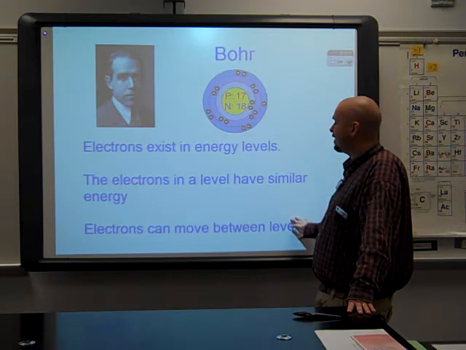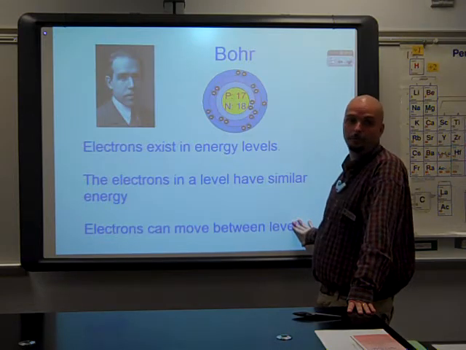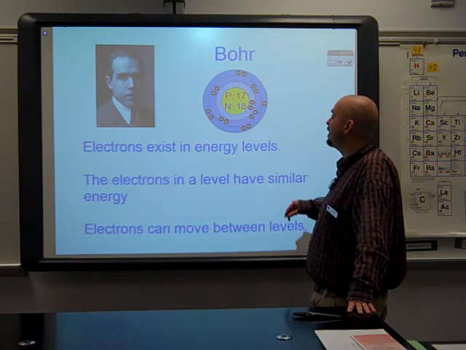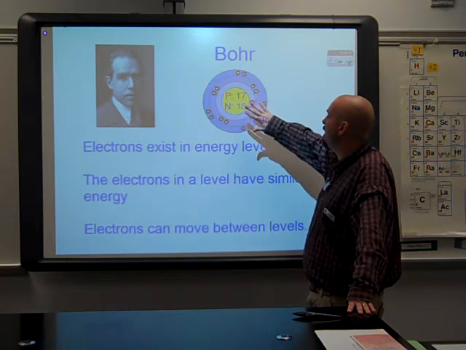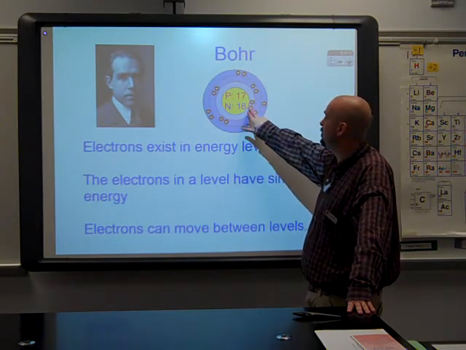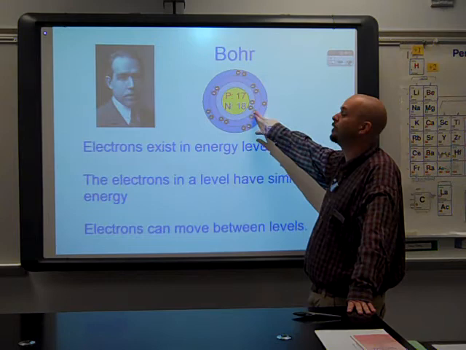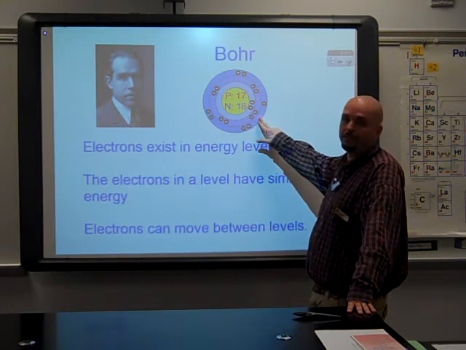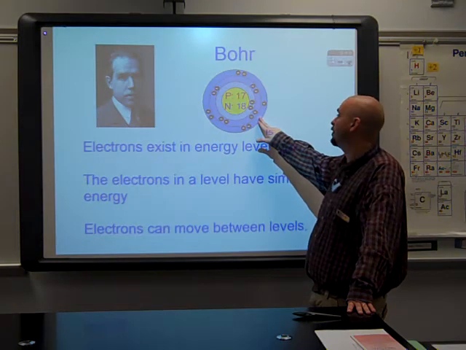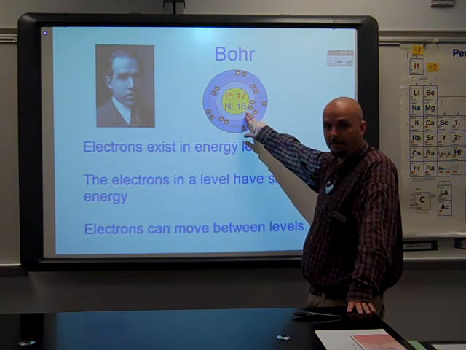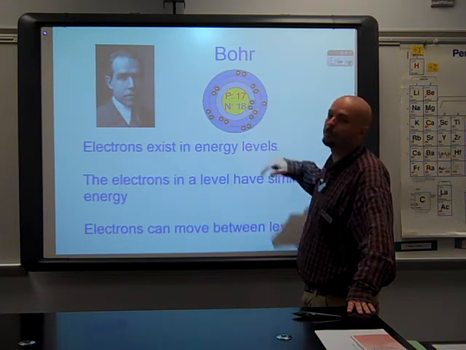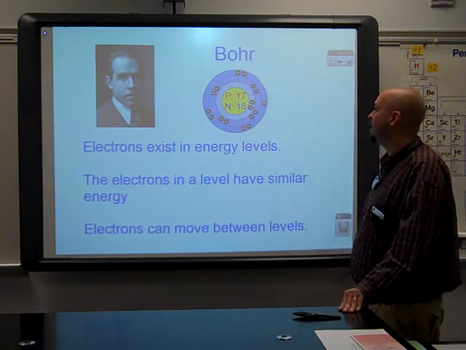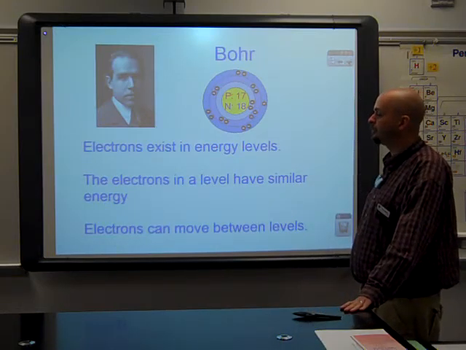He suggests that the electrons can move from one level to another. That if you heat this up, or if you pass a strong electrical current through it, that you can make these electrons jump from the first level to the second level, or the second level to the third level. That if you take that heat away or you take that electric current away, they will drop back down to the lower levels again. They can move back and forth between these. They're not stuck at any one energy level.